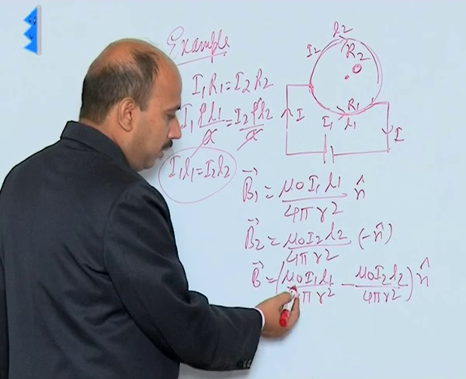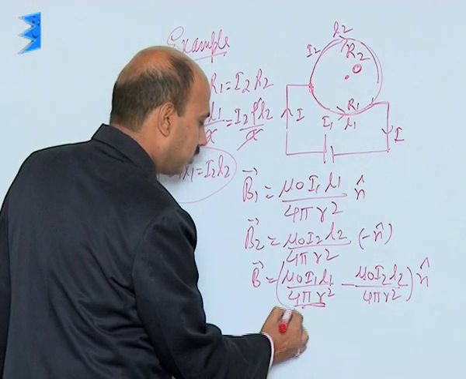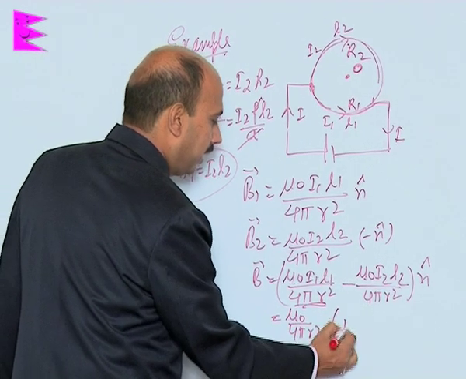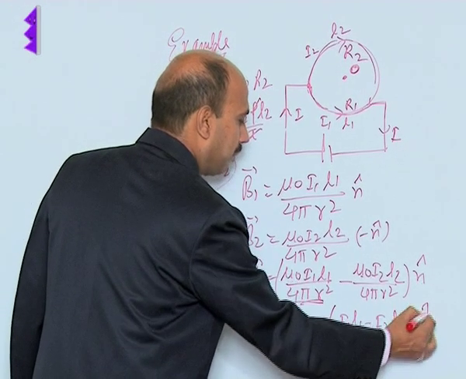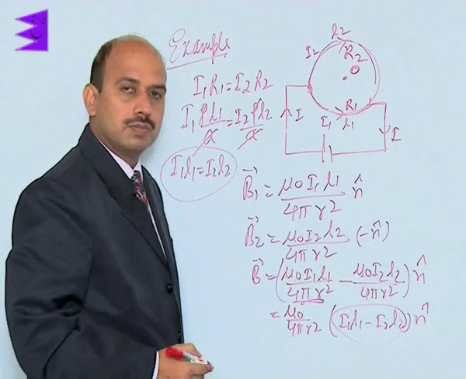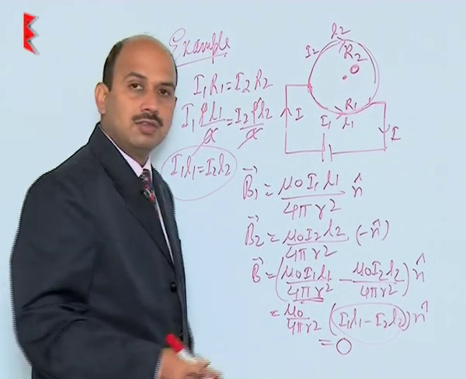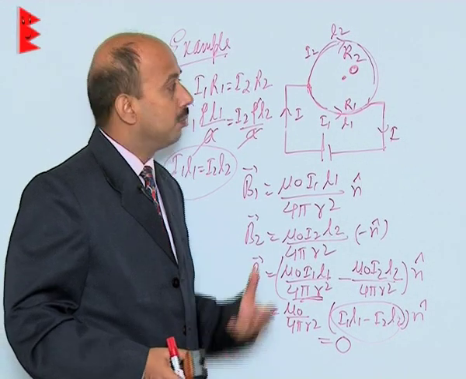Now see here, mu naught upon 4 pi r square is a common part, and here we have I1 L1 minus I2 L2 into n cap. This part is 0 because both are equal, as we have shown. It means the net magnetic field at the center is 0. So, this is also one example related to the Biot-Savart law.